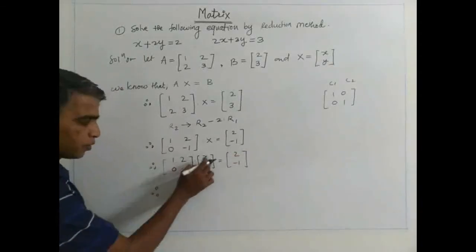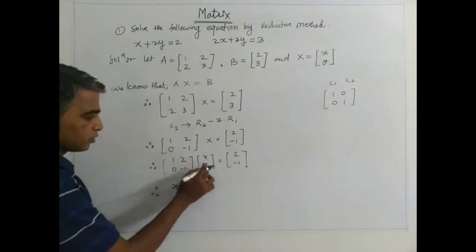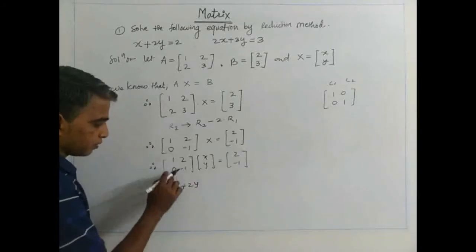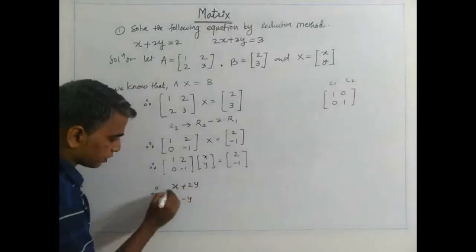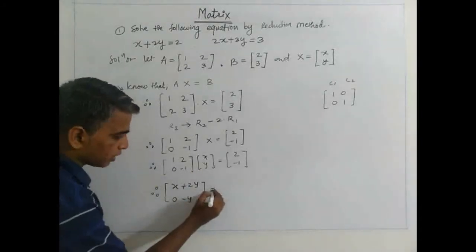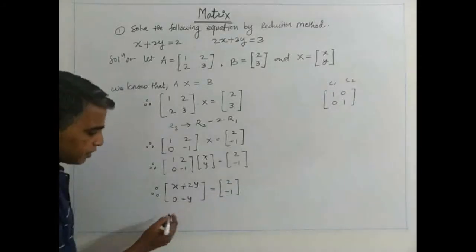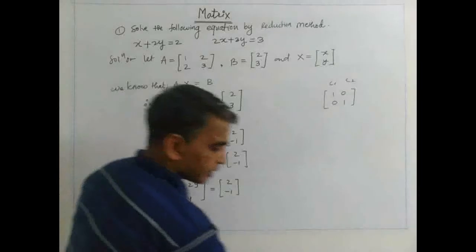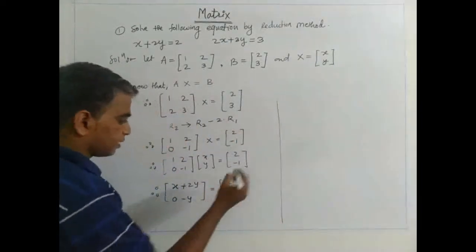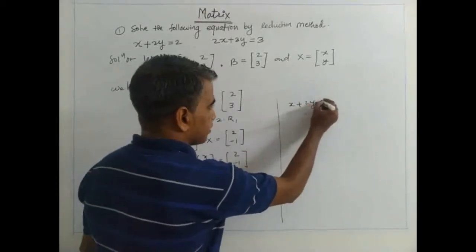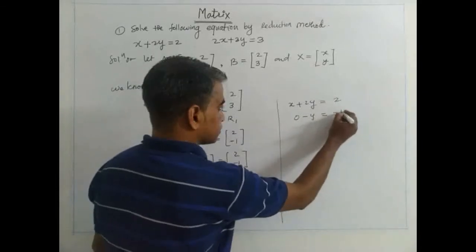So we get a row and column multiplication. 1 into x, x, plus 2 into y, 2y. That is the first value. 0 into x, 0, minus 1 into y, minus y. So these are the values we get on the left hand side, and on the right hand side 2, minus 1 as it is. Now we will simplify this by equality of matrices. By equality of matrices, we get x plus 2y is equal to 2, and 0 minus y is equal to minus 1.